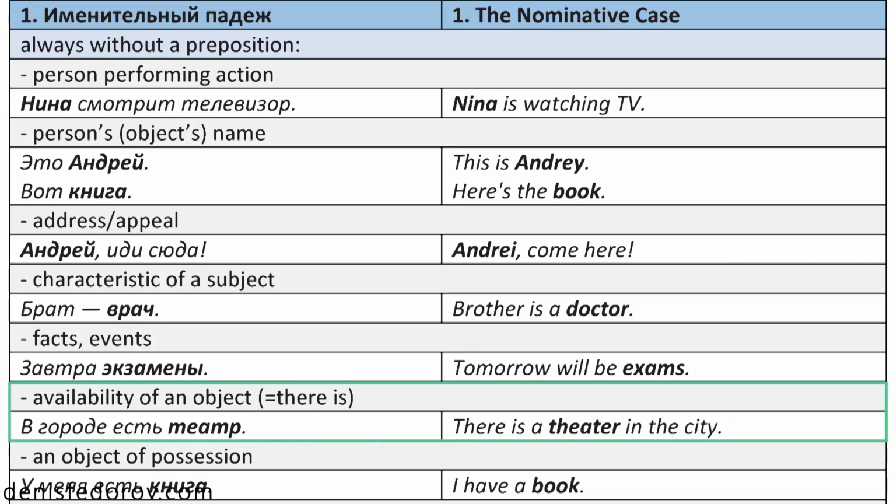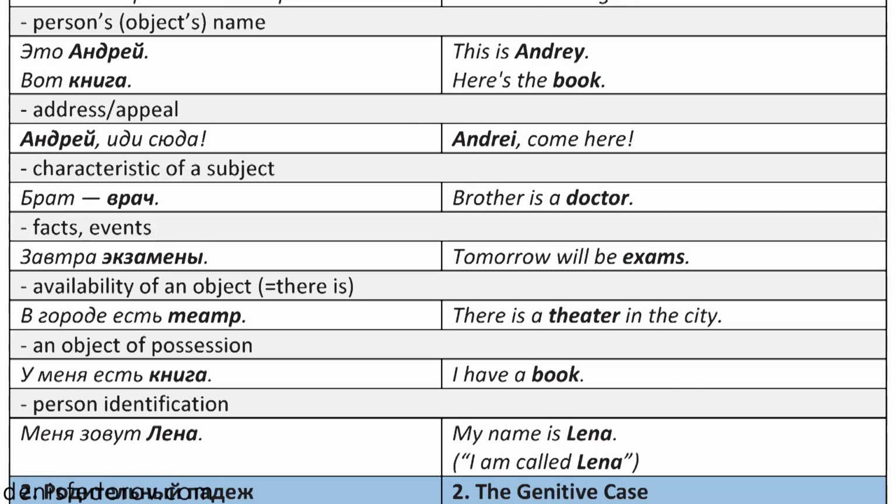Availability of an object, like there is. В городе есть театр. There is a theater in the city. An object of possession. У меня есть книга. I have a book. Person identification. Меня зовут Лена. My name is Lena.